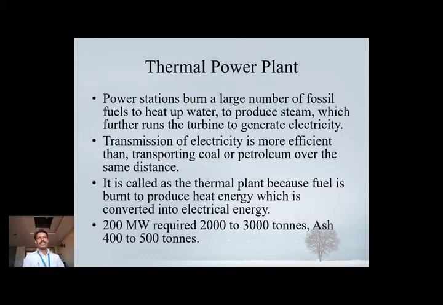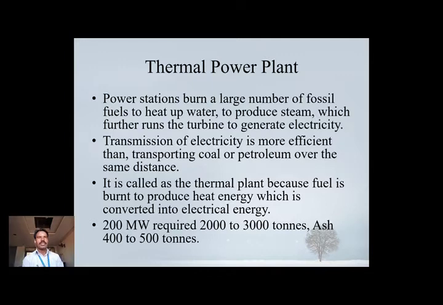Next we see the thermal power plant. It is one of the major important topics for us. In a power station, generally it burns a large amount of fossil fuel and heats water to produce steam, which further turns the turbine to generate electricity. The basic principle of a thermal power plant is that the transmission of electricity is more efficient than transporting coal or petroleum over the same distance. Yes, it is true.